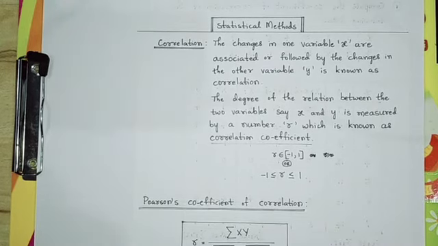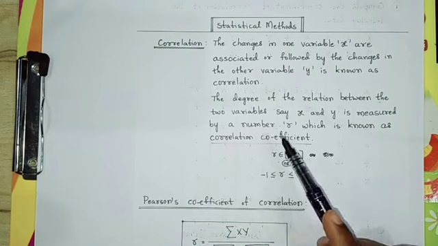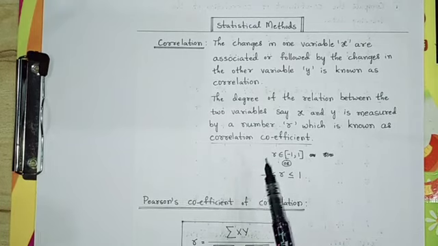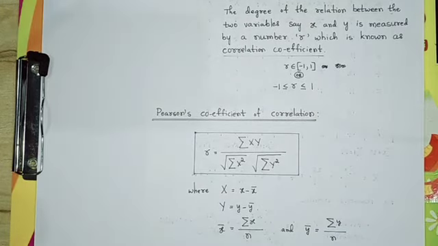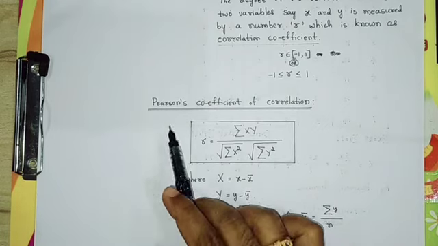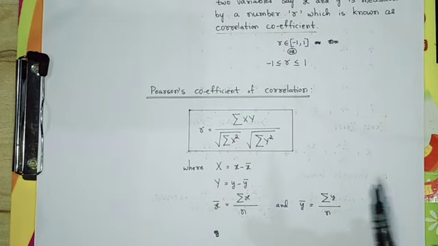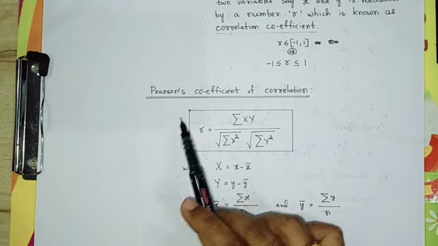The degree of the relation between the two variables, say x and y, is measured by a number r, which is known as the correlation coefficient. And the value of the correlation coefficient always lies between -1 and +1. So we have a formula to calculate the correlation coefficient. That is known as Pearson's coefficient of correlation. According to that, the coefficient of correlation can be calculated using this formula, using this expression.